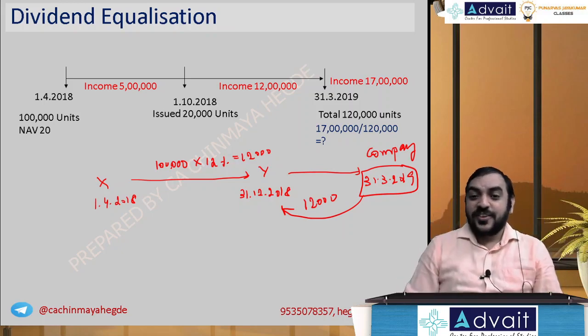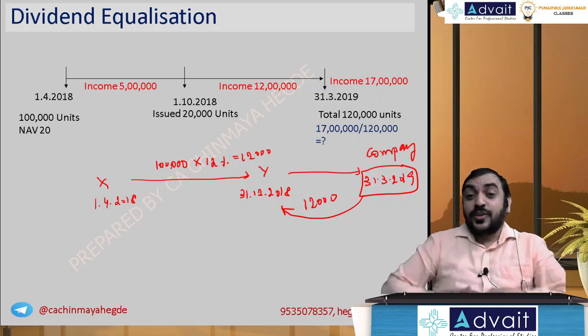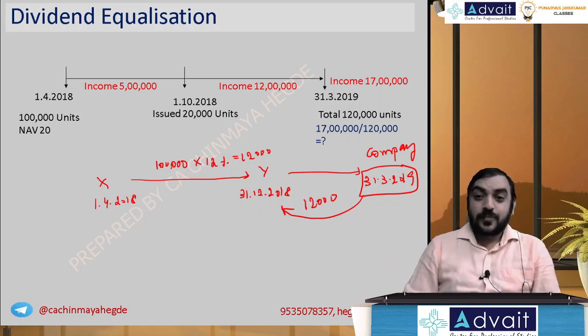Amazing trick, no? Why? Having a holding period of 3 months, but he gets 12,000 rupees. You can use this to your advantage. What you can do, a day before 31st March, you can go and buy. You can get the entire interest. You can think you are smart.